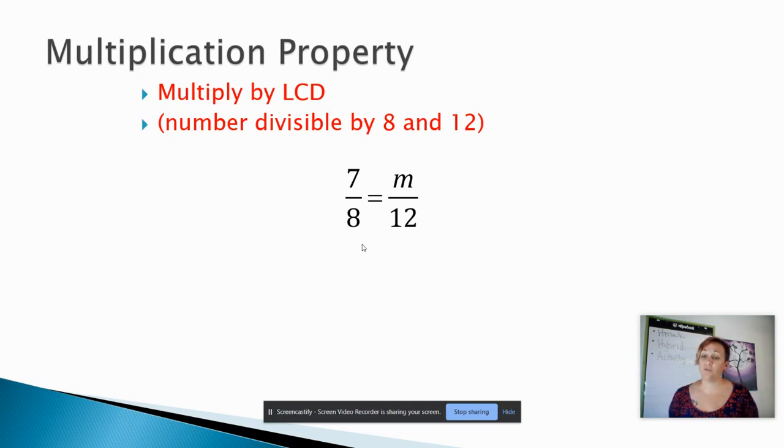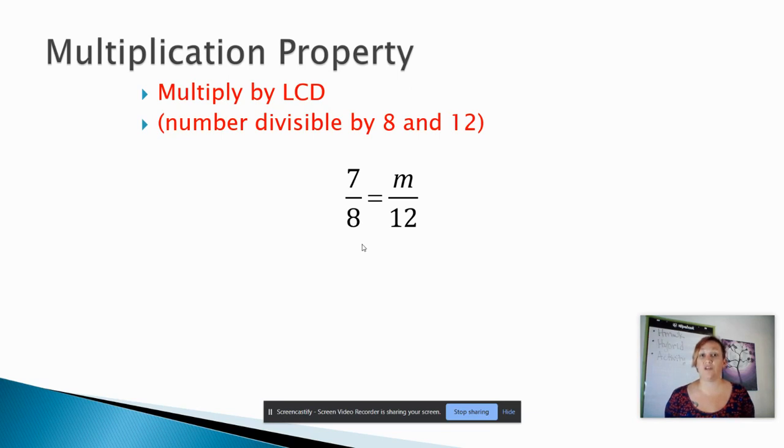Then I'll check the multiples of 12. So it's like skip counting. If I start with 12, the next number I would count would be 24. So then I ask myself, okay, well, can I do 24 divided by 8? And the answer is yes. And since we skip counted by 12s to get to 24, we know that 24 can also be divided by 12. If the next one didn't work, we would have kept going.